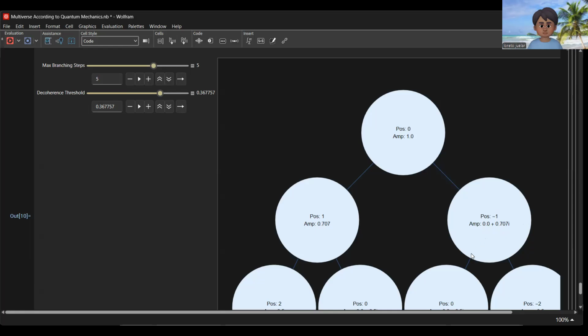The probability of finding the particle at position -1 is calculated by squaring the magnitude of this amplitude. So we have 0 plus 0.707 I. The square of the absolute value of this one is equal to 50%. So the physical meaning: if you were to place a detector at position -1 right at this exact step, there is a 50% chance you would measure the particle there.